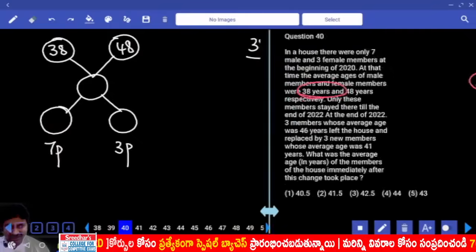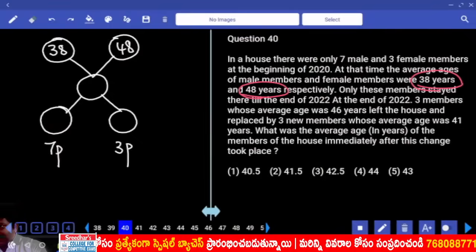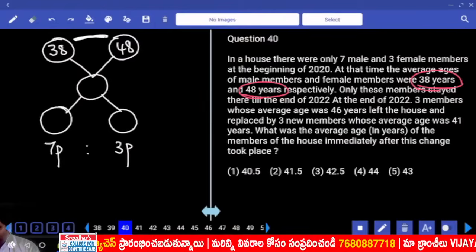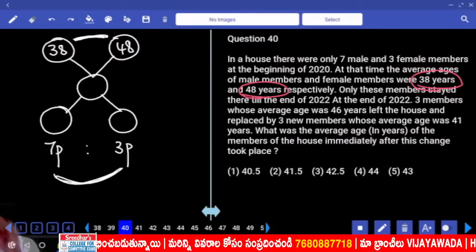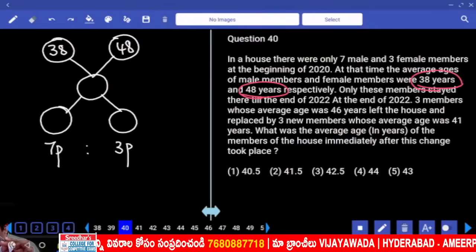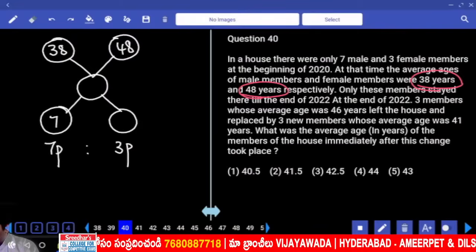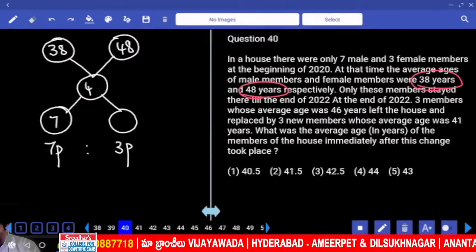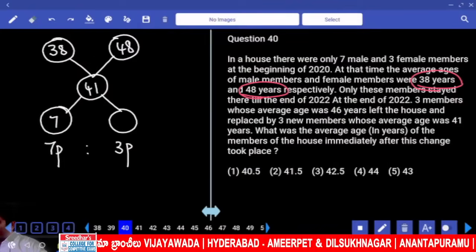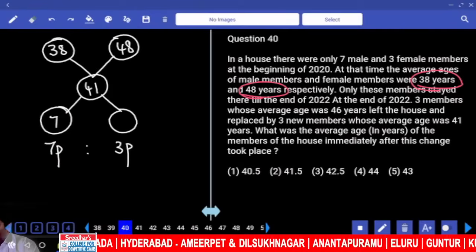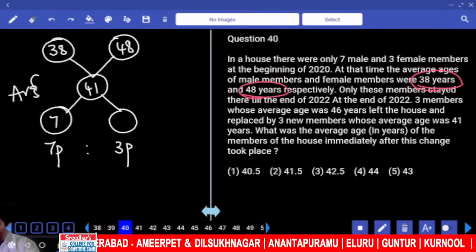But this I don't like. I'll use allegation only. In the allegation concept, the difference of averages should be equal to the sum of the number of parts. What is the difference? Sum. Then 7 parts is 7. Difference between these two numbers is 10, so it is 41 only. Cross check. 38, 41. Difference is 3. Correct? So 41 is the total average.